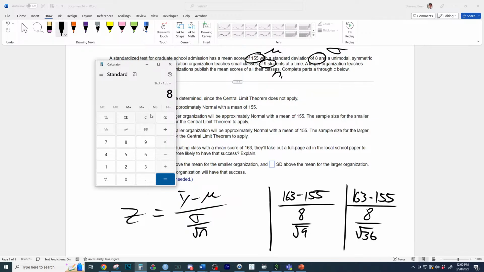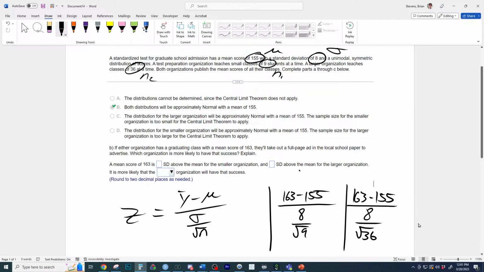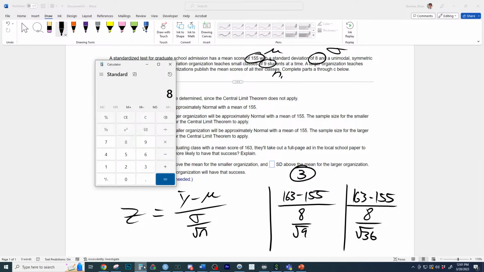That's 8 above, and then 8 divided by 3. And so it's 3? Double check my math here, Sloan. So that one's 3 as a z-score. And then this one over here is 8 divided by 6. And so 8 divided by that is 6.